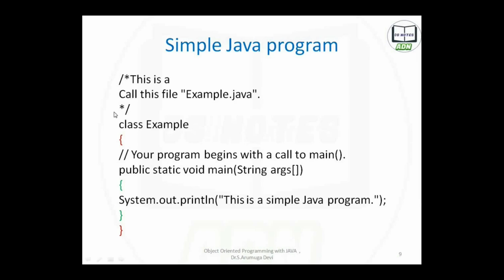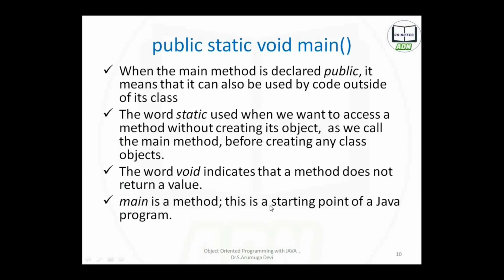Every simple Java program should start with a class definition and class name, and everything is written within the class definition. This is the main method class, and this is the main method: public static void main of string arguments. System.out.println can be used to print text on the screen. This is the main method in the main method class. Your execution starts at this place only.